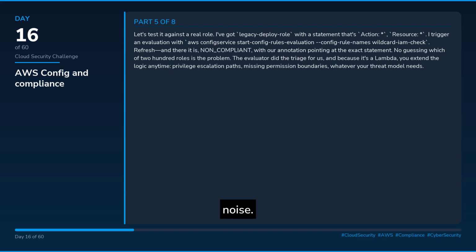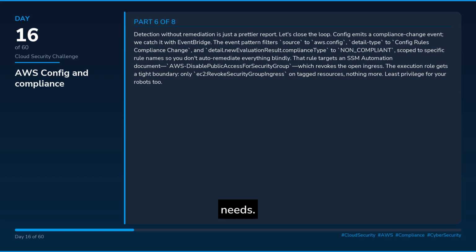Let's test it against a real role. I've got a legacy deploy role with a statement that's Action: *, Resource: *. I trigger an evaluation with aws configservice start-config-rules-evaluation, config-rule-names wildcard-iam-check. Refresh, and there it is, NON_COMPLIANT, with our annotation pointing at the exact statement. No guessing which of 200 roles is the problem. The evaluator did the triage for us, and because it's a Lambda, you can extend the logic anytime: privilege escalation paths, missing permission boundaries, whatever your threat model needs.